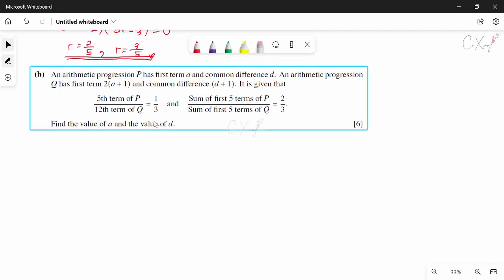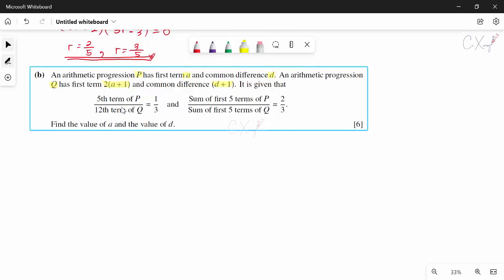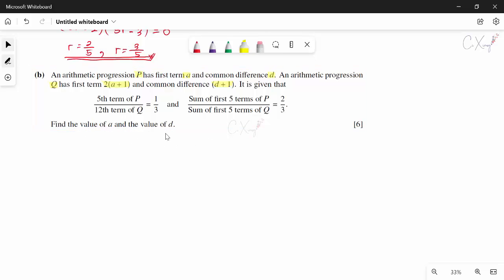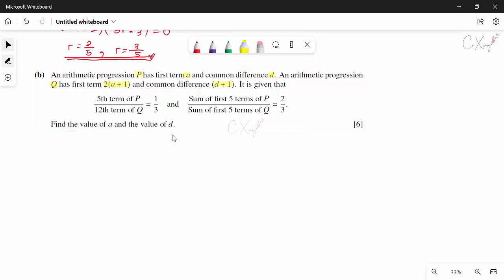Okay, so for part B, they tell us that there's an arithmetic progression P, with first term A and common difference D. And we have another arithmetic progression which is Q, and the first term is 2 bracket A plus 1, common difference is D plus 1. So they give us some extra information here. These two pieces of information are important because you want to use them to get A and D later. So we want to form two equations from this information, and after that we solve the simultaneous equations to get the value of A and also the value of D. Let us start with the first information first.